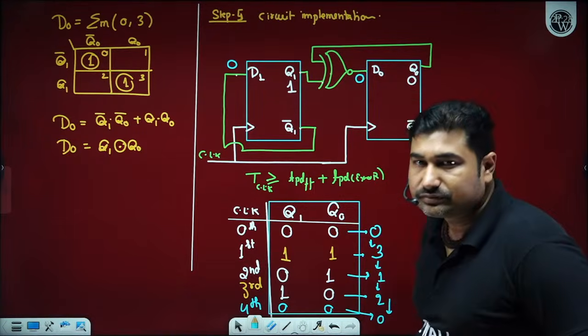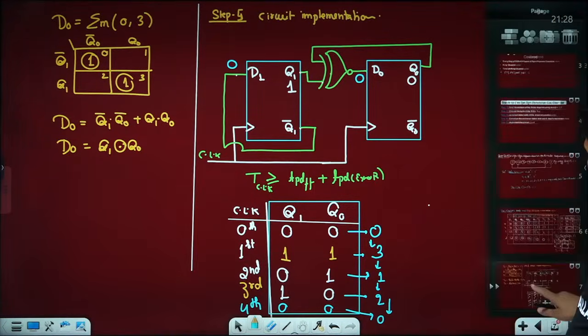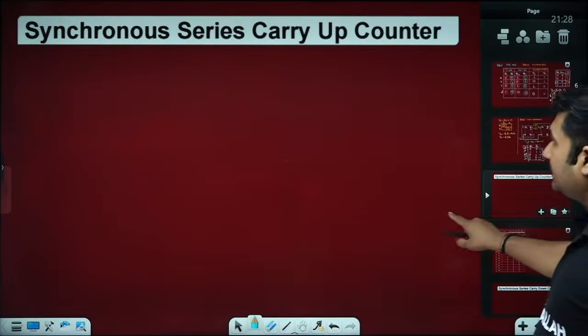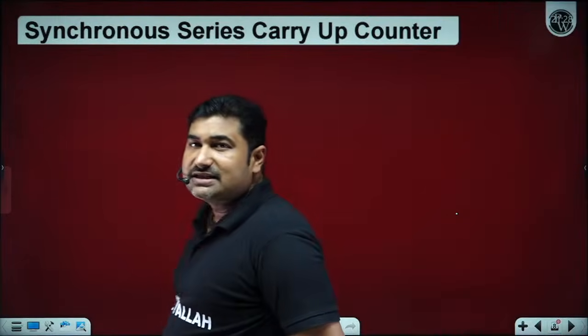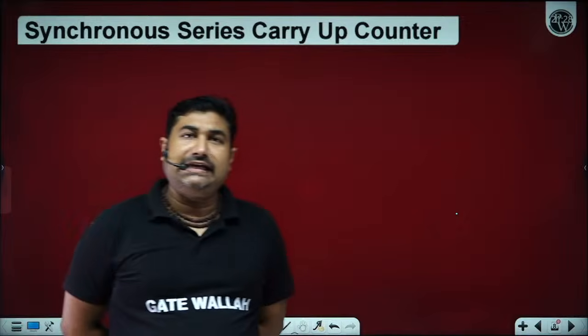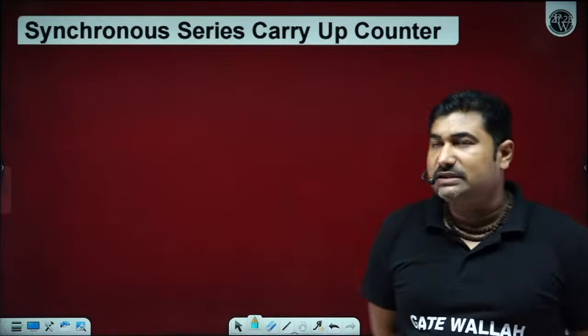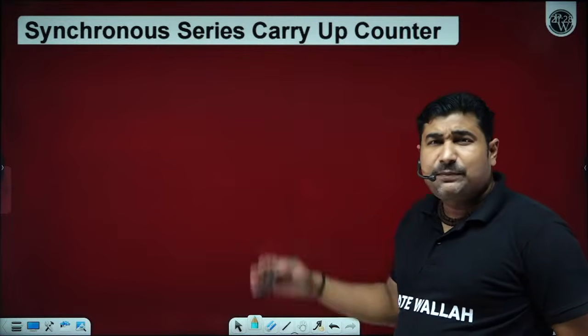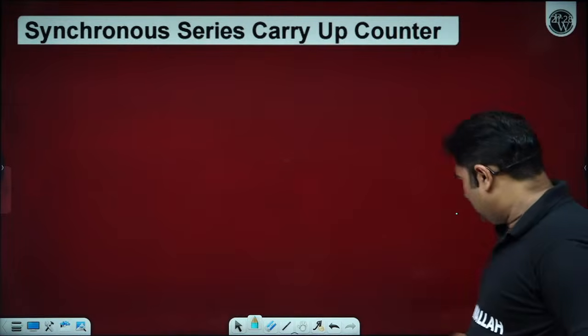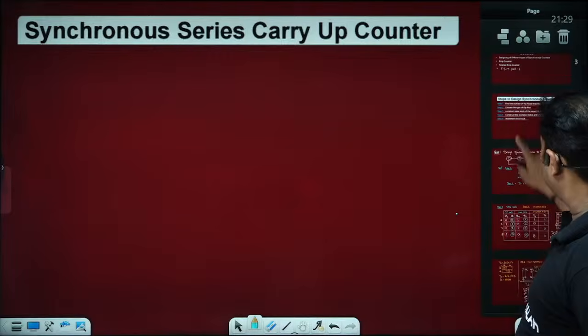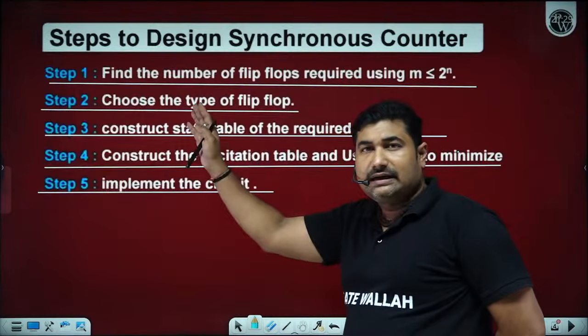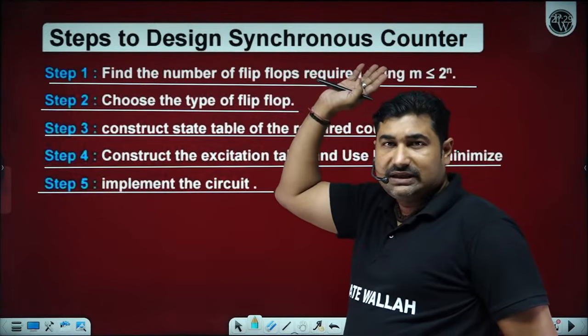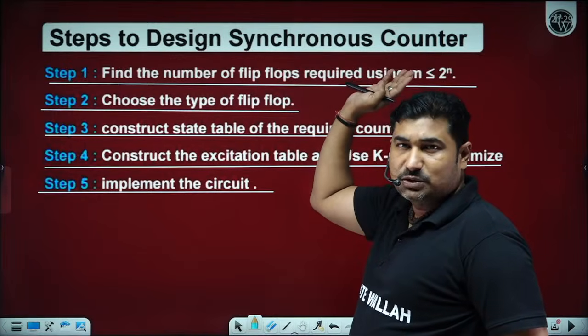Okay, great. How many of you able to understand up to this part? If I ask you to design a synchronous series carry up counter, can you design it? Yes, sir. The same process we will follow. Step 1 is, first find out the number of flip-flops required with the relation m less than or equal to 2 to the power n.